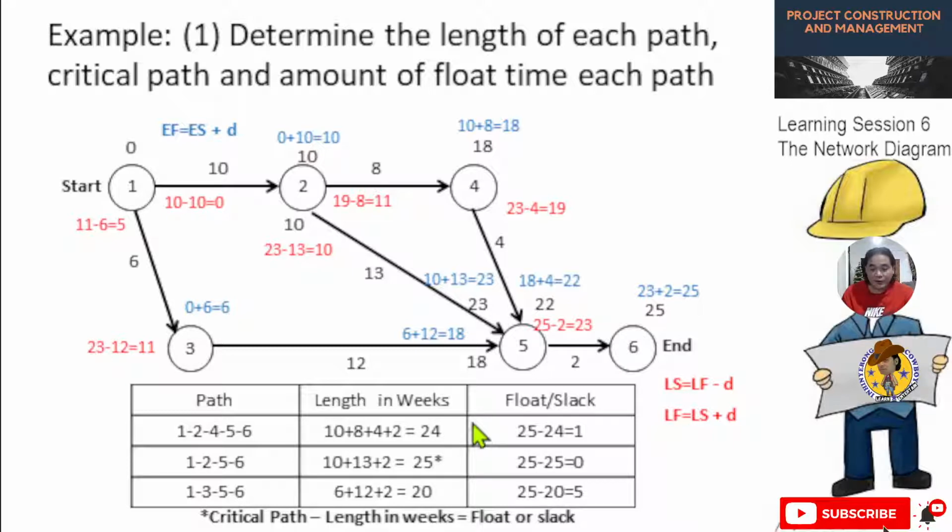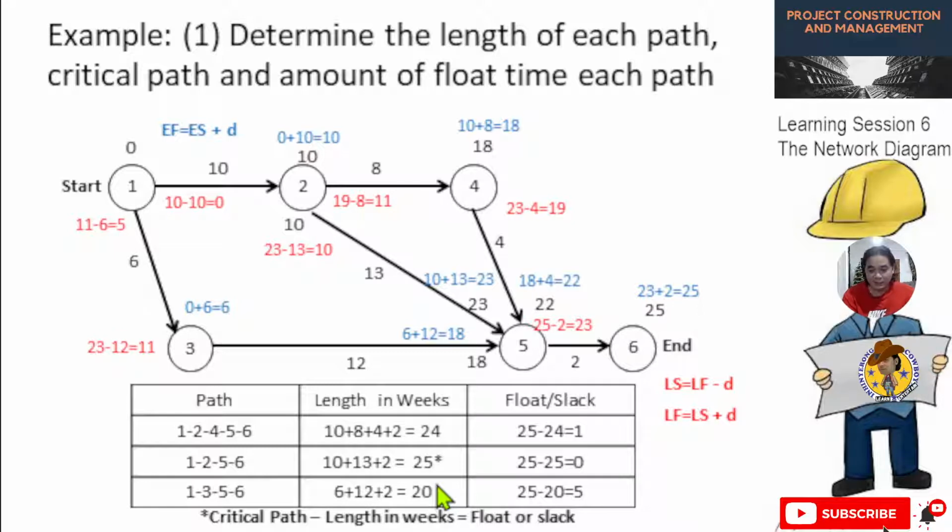Then for 1, 2, 5, 6, just add the duration of the scheduled activity, or the number of days per activity. So we have 10 plus 13 plus 2, so we have 25. Then for activity 1, 3, 5, 6, we just add 6 plus 12 and 2. The answer is 20 days. So in the three paths, we have 24, 25, 20.